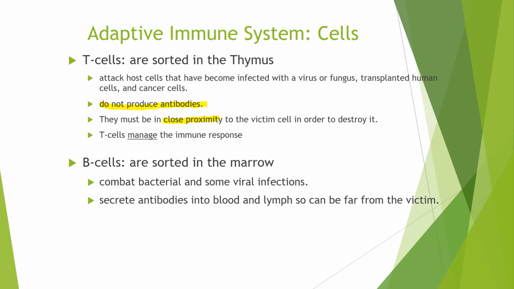B cells, on the other hand, are sorted in the bone marrow, again, BB. These are for bacterial and some viral infections, but the big thing here is that they secrete antibodies, so BB. What happens here is that after many cell divisions, these B cells can become memory cells, which are important for active immunity, or plasma cells, which produce about 2,000 antibodies per second. They're responsible for initiating that immune response, and those T cells are responsible for maintaining that immune response.